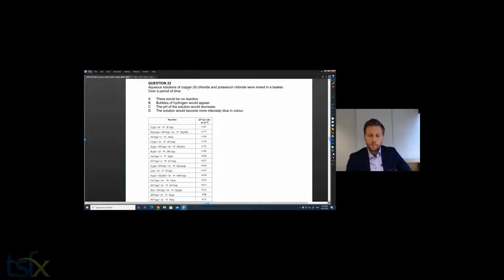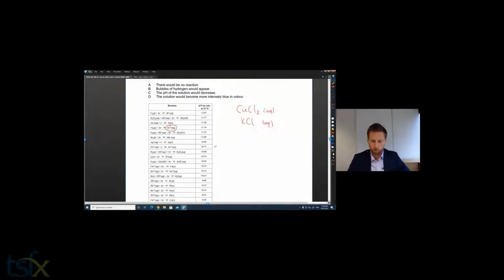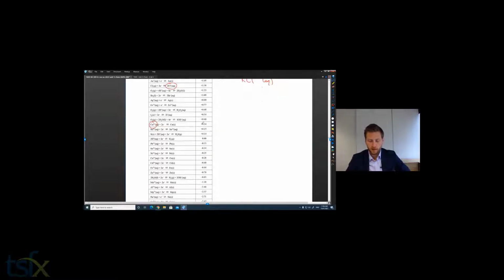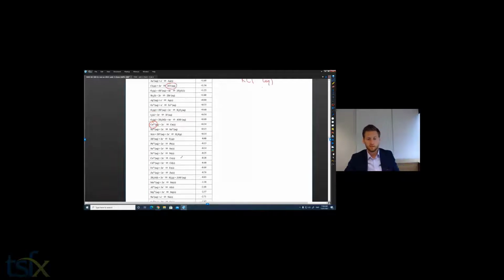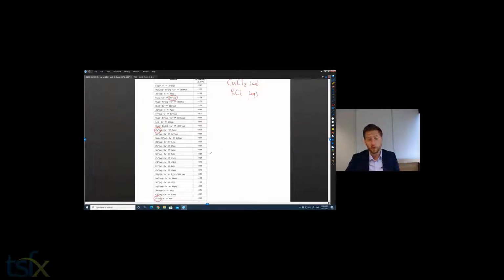So copper(II) chloride and potassium chloride. So we're going to have CuCl2 and KCl, and they're all going to be dissolved. It says aqueous solutions, which means they're dissolved in water. So you've got the ion form: chlorine there, copper as ions there, chlorine again, and potassium, which is way down at the very bottom, just above lithium. So there's the three species we have. We also have water because it's in water.